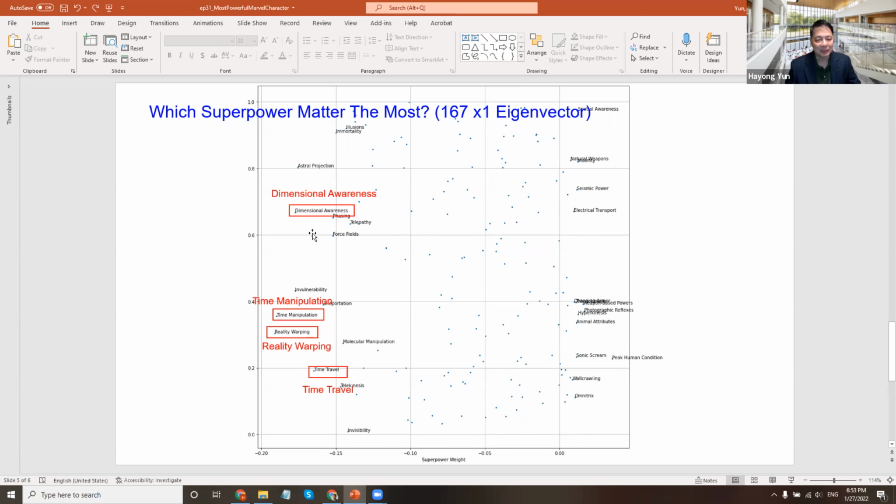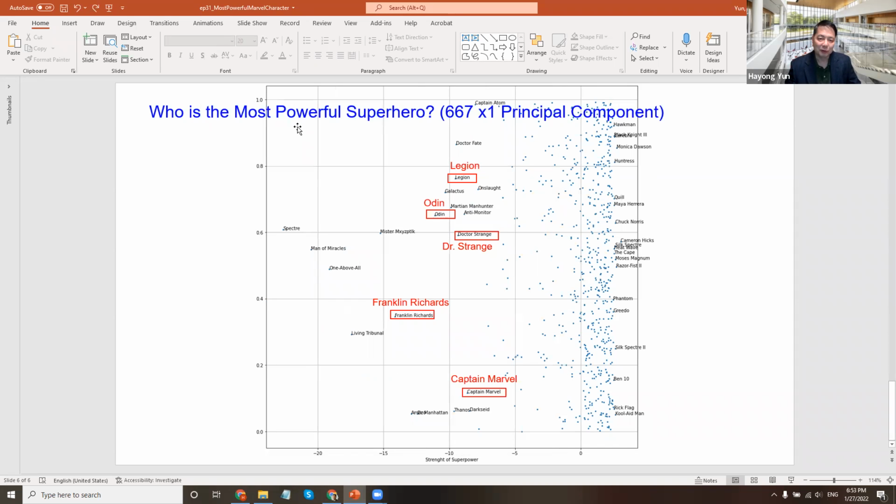Okay. And also, who is the most powerful superhero? So among those 667 superheroes, we do have the principal component. Again, plus or minus, which one is far away from 0. And what we can see is that Franklin Richards or Odin and Doctor Strange, these kind of people seem to be ranking fairly high here on the frontier, which some of the websites on this topic seem to agree. All right, so enough said. Let's see how we do it in our program.